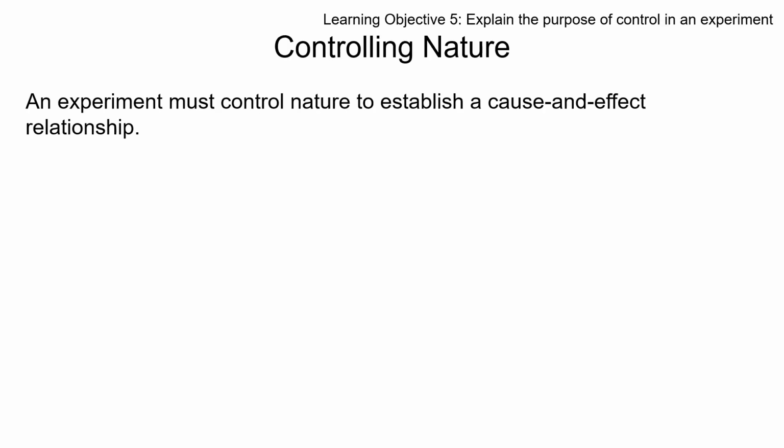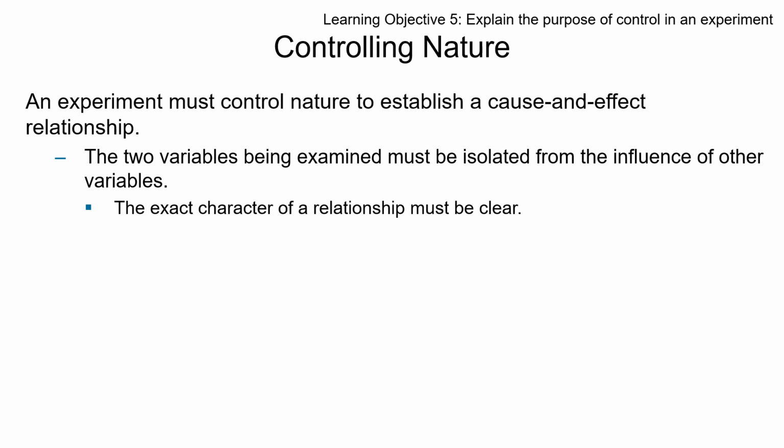Which brings us to learning objective 5, and that's explain the purpose of control in an experiment. I've said this a few times, but we do temporal precedence, we do association, and then we need control. We need to control for those third variables. We need to increase our internal validity. Internal validity, if you'll recall from the last lecture, is that control.